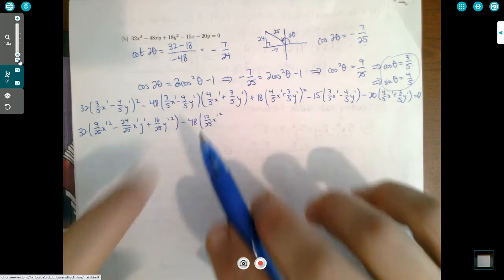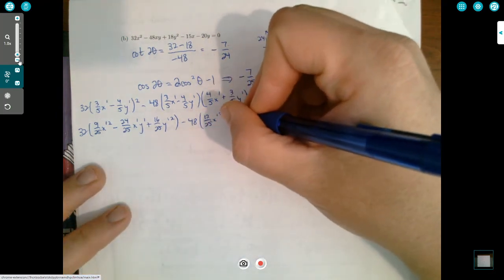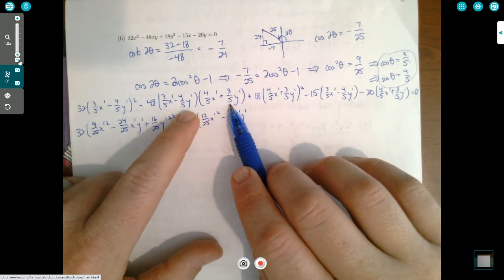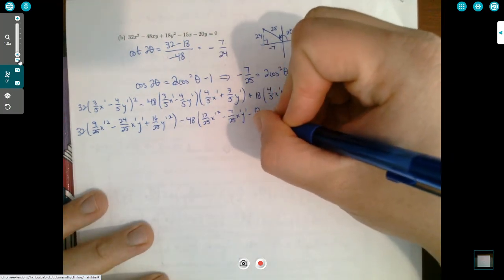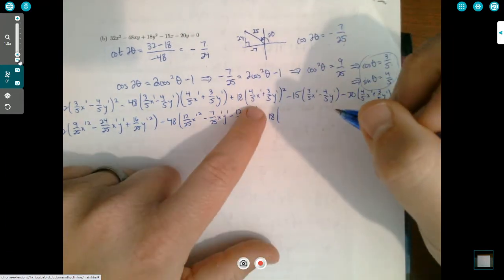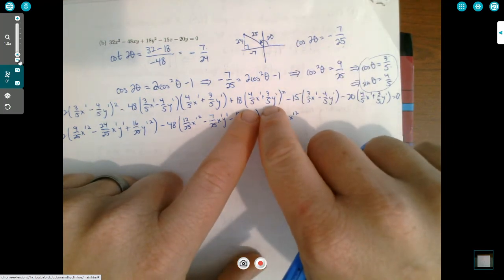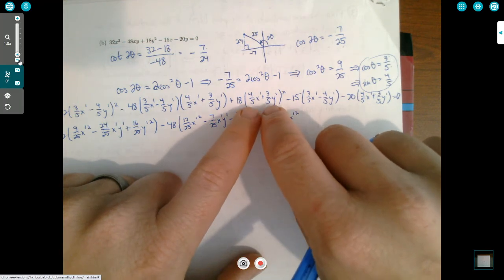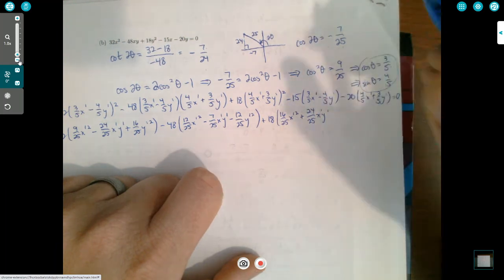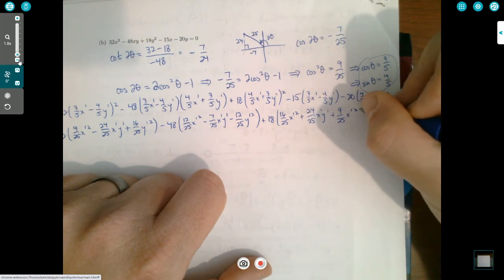9 minus 16. Oh, my brain is getting tired. I couldn't do that in my head. But it's negative 7/25 x prime y prime. And then a negative 12/25 y prime squared. Okay. Plus 18 times. This is going to be 16/25 x prime squared. We'll have 12/25 x prime y prime, and then it'll double, so it'll be plus 24/25 x prime y prime plus 9/25 x prime squared.